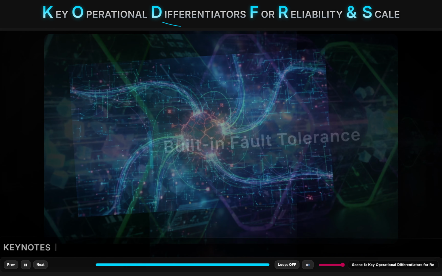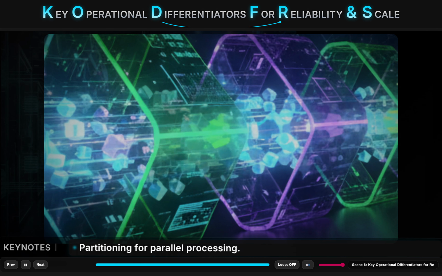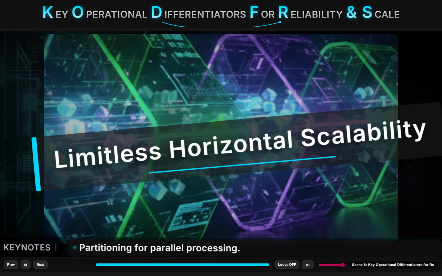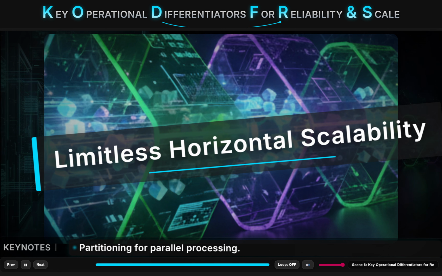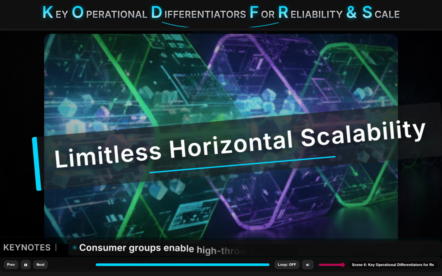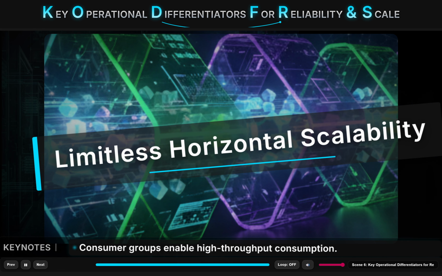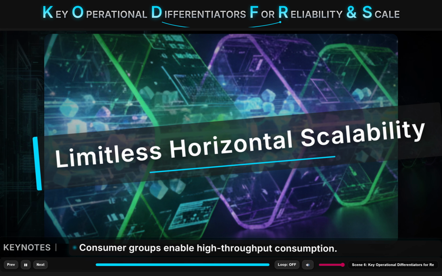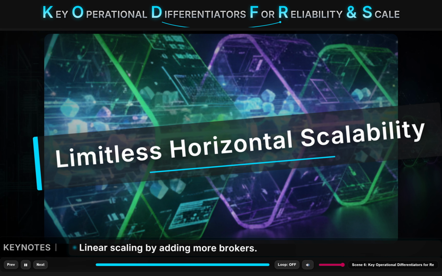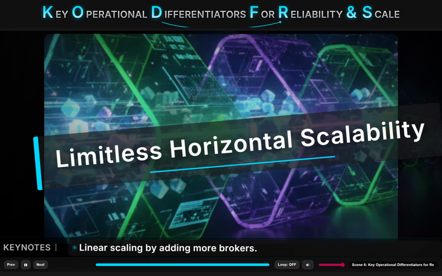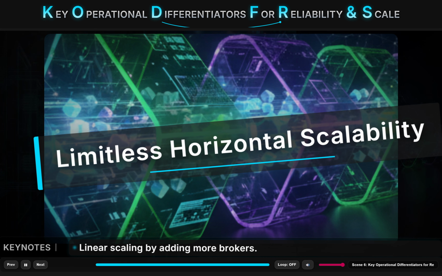And finally, horizontal scalability. This is where Kafka truly shines for growth and efficiency. Unlike many traditional message queues that hit bottlenecks with high throughput, Kafka is designed to scale out, not just up. You add more brokers, you add more partitions, and your capacity grows linearly. This partitioning strategy, combined with consumer groups, allows you to distribute processing across hundreds or even thousands of consumers, all reading from the same topic in parallel.